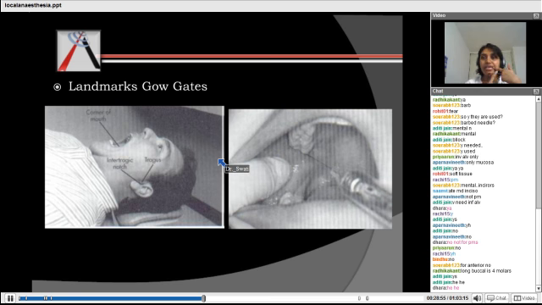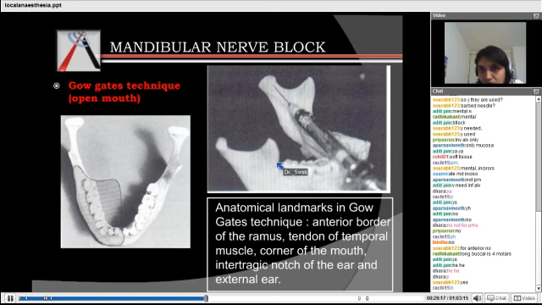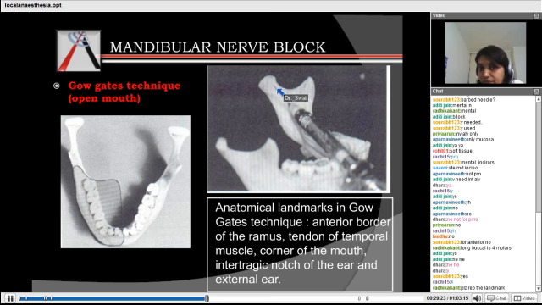So for example, if I take the angle of this side, I'll take the notch of the other side, and my instrument will be directed from this side to the notch of the other side. You see this? This is just the corner of this side, and we imagine the direction of the notch of that side. Where do we want to reach? We want to reach just here, at the neck of the condyle.